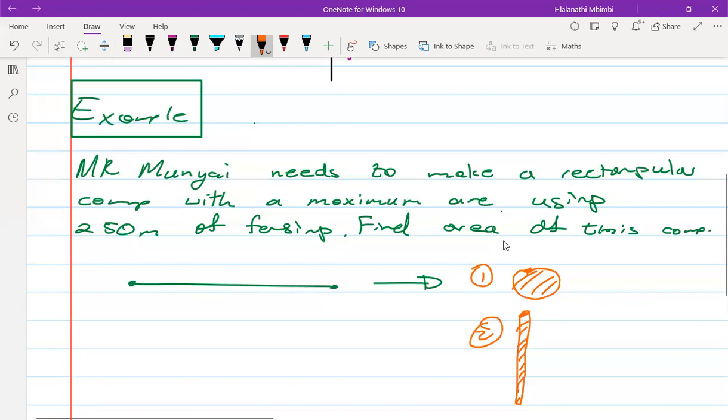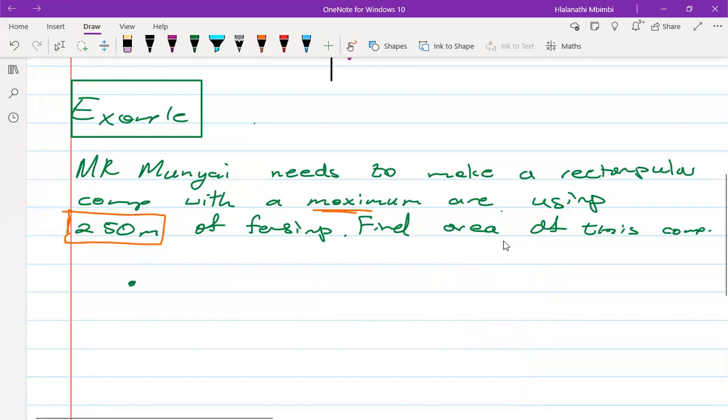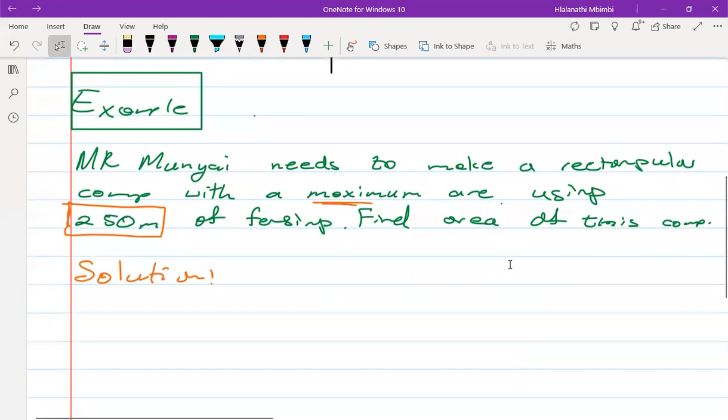So just having a wire with a certain quantity doesn't assure you that you are going to get a maximum area. So we need to go to some optimization, to make sure that you will have the maximum area. Okay. That was just an analogy. So let's find a solution to this problem.